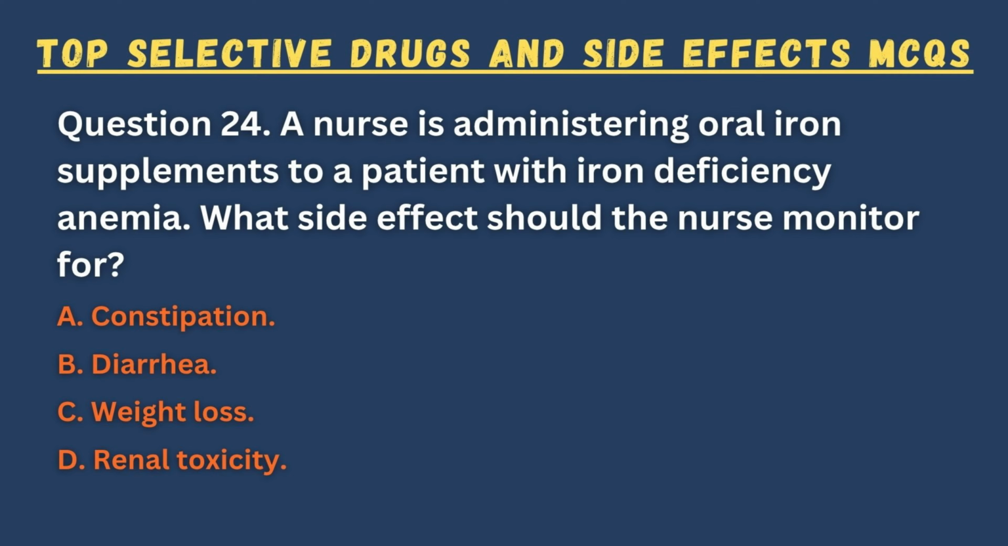Question 24. A nurse is administering oral iron supplements to a patient with iron deficiency anemia. What side effect should the nurse monitor for? A. Constipation. B. Diarrhea. C. Weight loss. D. Renal toxicity.